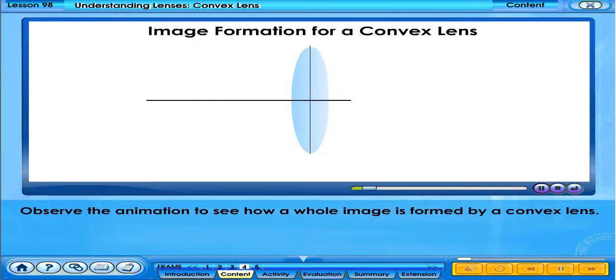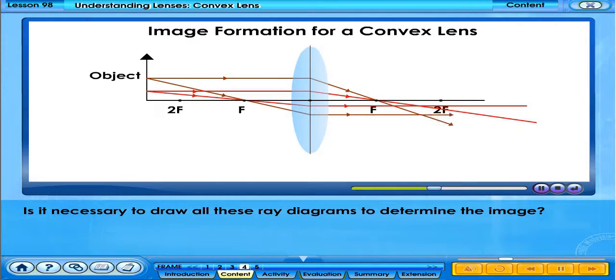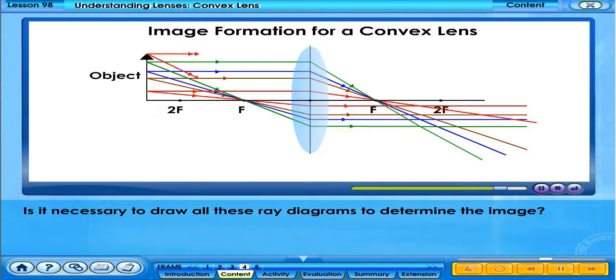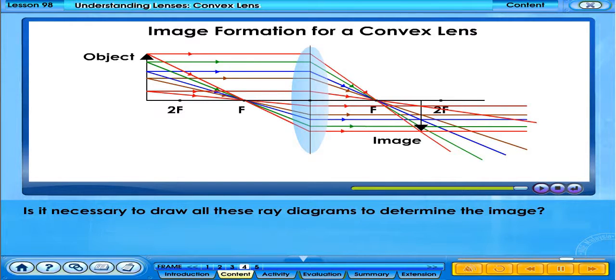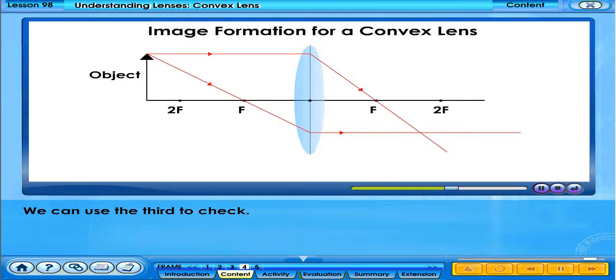Observe the animation to see how a whole image is formed by a convex lens. Is it necessary to draw all these ray diagrams to determine the image? We only need these two rule rays to determine the image. We can use the third to check.